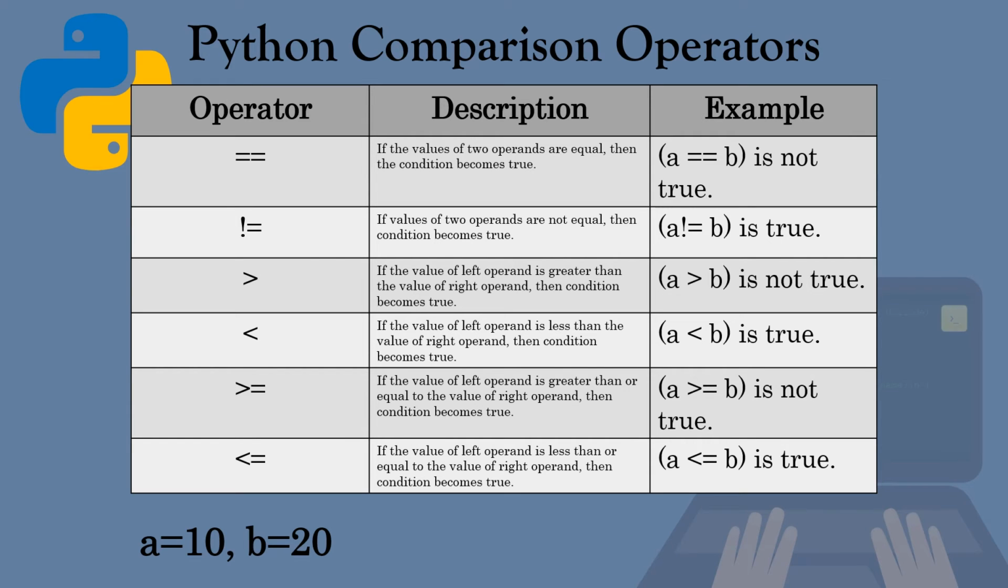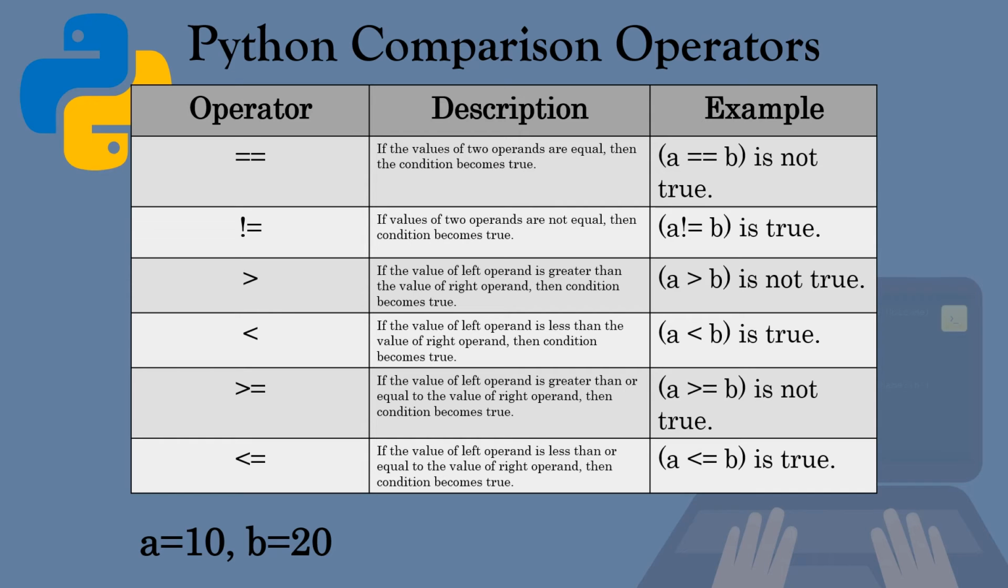So, for example, A equals to B is not true. Why? Because sabi dito, assume natin na ang value ng A is 10 and the value of B is 20. So, is A equals to B? Syempre, no, kasi nga 10 and 20. So, it is not true.